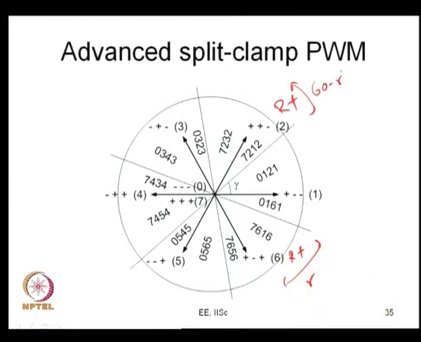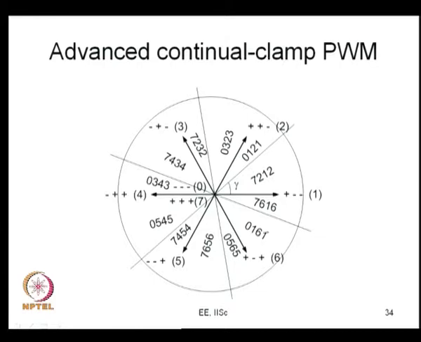In the same way, you will find R phase is clamped in these portions also, but to the negative phase you will find them clamped in these regions. This will be R clamped to the negative bus. So, this is advanced split clamp. It is similar to split clamp, but the difference is one of the phases always switches at twice the nominal frequency. And this is continual clamp, because here you will see that R phase is clamped to the positive bus continually for 60 degrees, and here R phase is clamped to the negative bus continually for 60 degrees.